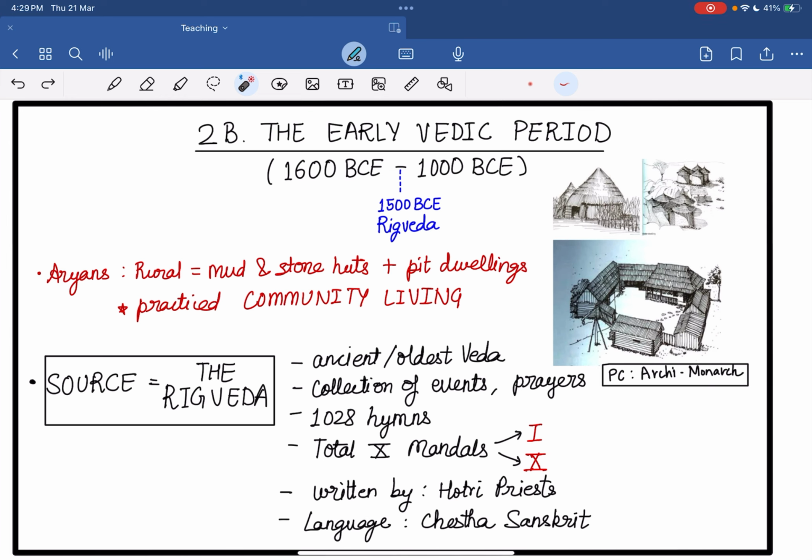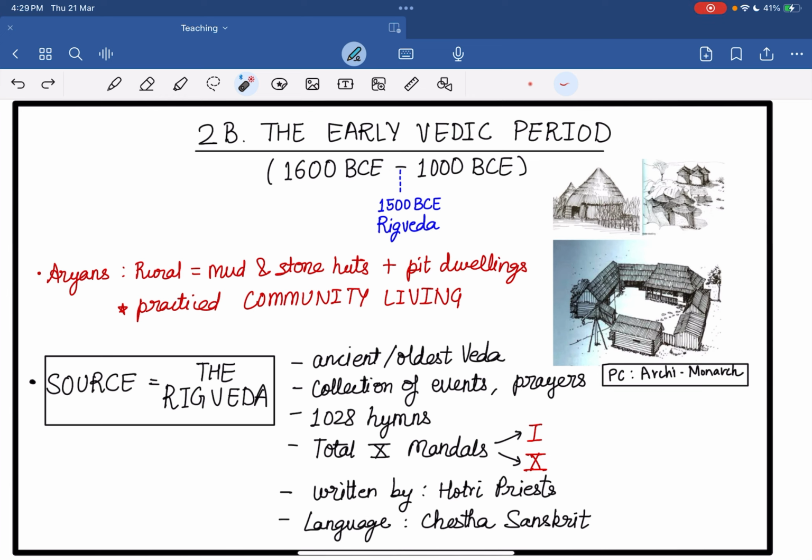The Rig Veda was written by a priestly class called the Hotri priests, and they used the language that happens to be Chaste Sanskrit. Chaste is nothing but pure Sanskrit. When we talk about the Rig Veda, it was orally transmitted from one generation to the other. Let's say generation number 1 taught generation number 2 orally about the Rig Veda, and that is how it got transmitted from generation number 1 to generation number 2.